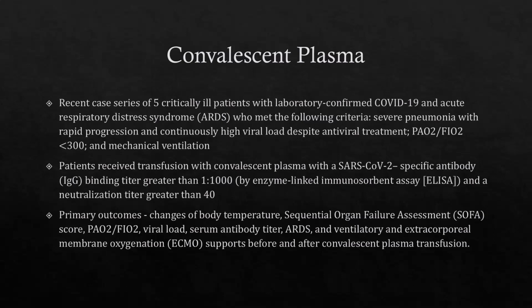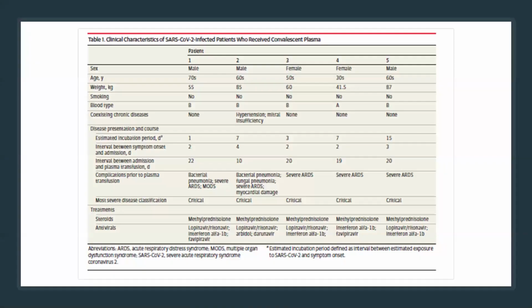So these patients all received transfusion with convalescent plasma from prior people who had recovered from SARS-CoV-2 with pretty high binding titers, greater than 1 in 1,000, and a neutralization titer greater than 40. The outcomes they looked at were changes in body temperature, SOFA scores, their PF ratio, viral loads, antibody titers, and then ventilatory support and ECMO and what they needed before and after their plasma transfusions. Again, it's a very small sample size, 5 patients, 3 were male, 2 were female.